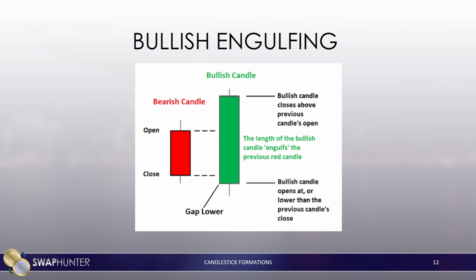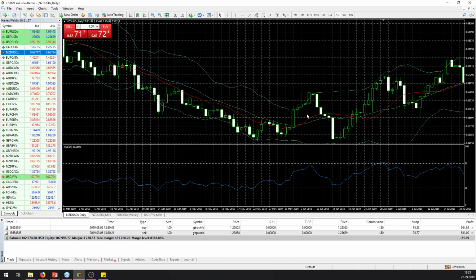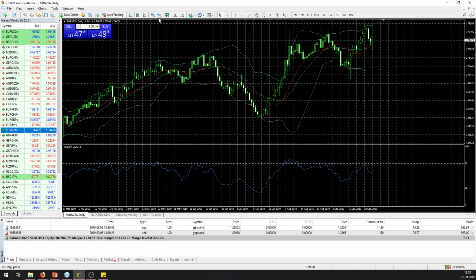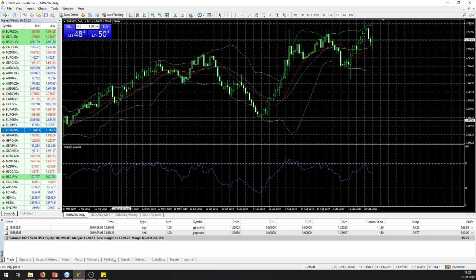Okay, so let's have a quick look in MetaTrader 4, see if we can spot a bullish engulfing pattern. So let's have a look at, what should we go for? Euro, New Zealand dollar. Okay, so Euro, Kiwi. Again, I'm on a daily chart time frame, so each candlestick represents 1 day or a period of 1 day. So let's have a look if we can spot a bullish engulfing pattern. Let's get the crosshair. Let's have a look.